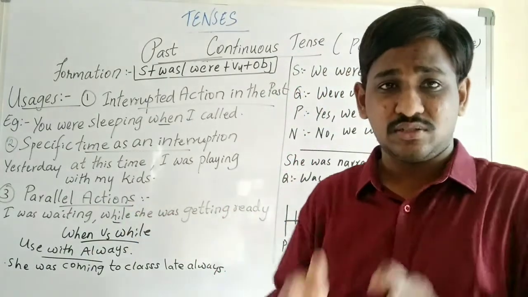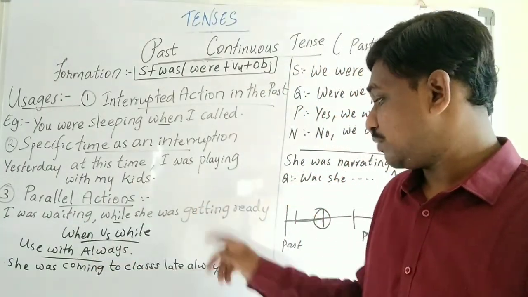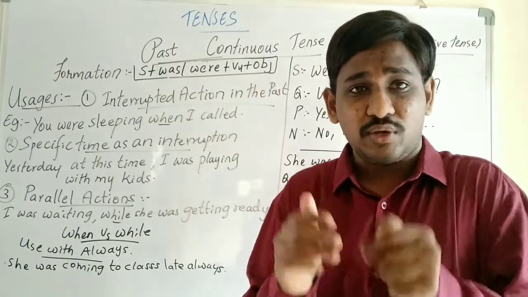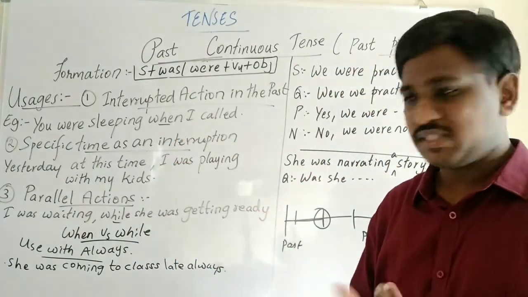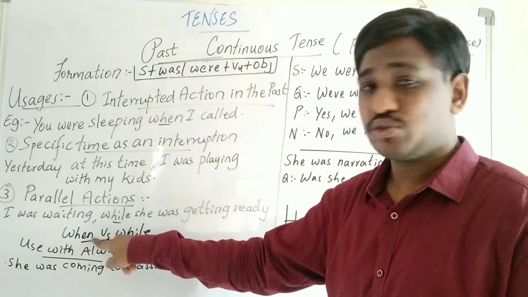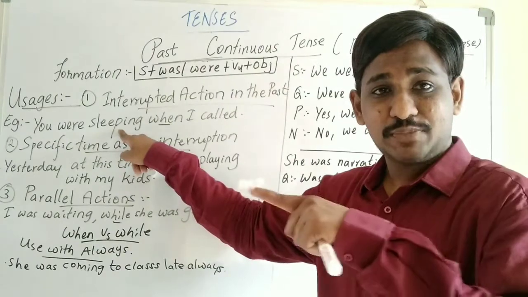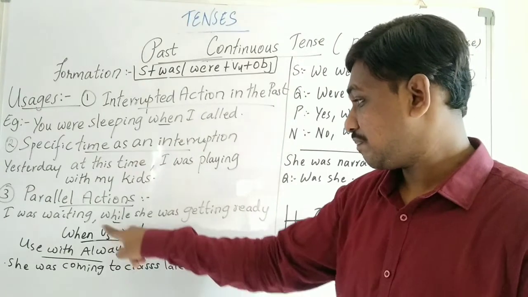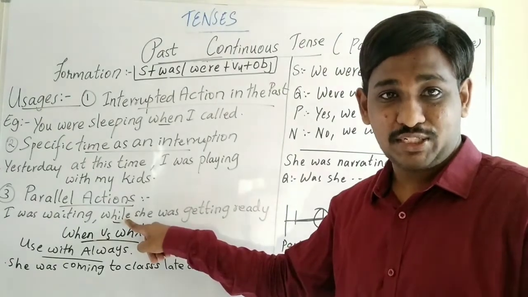Right. Parallel actions: two actions taking place. I was waiting while she was getting ready. Two parallel actions are combined. See here, I have underlined when and here while. So what is the difference between when and while? While you use for past continuous, when to express an action in the simple past. You were sleeping, that is past continuous. When I called, simple past. Here you see both: I was waiting while she was getting ready. So we are using while in the past continuous tense.